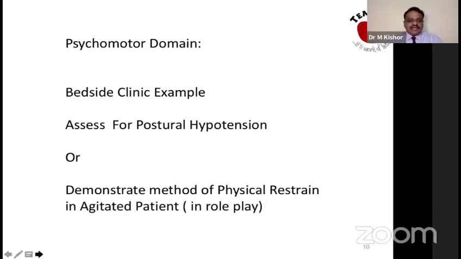Then if we want to see how the postgraduate is able to learn or demonstrate physical restraint in a role play, we need to ask him to demonstrate the method. We should not put it in the cognitive domain by asking, can you tell me how you do it? It's better to ask the student to demonstrate that skill, because the skill here requires a demonstration of that particular learned behavior of handling the agitated patient.